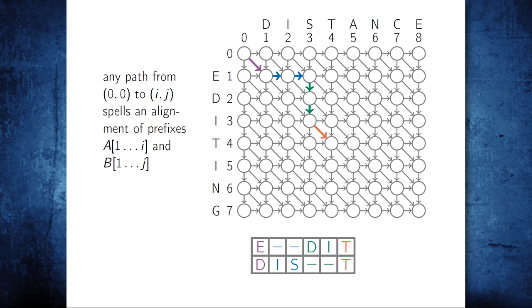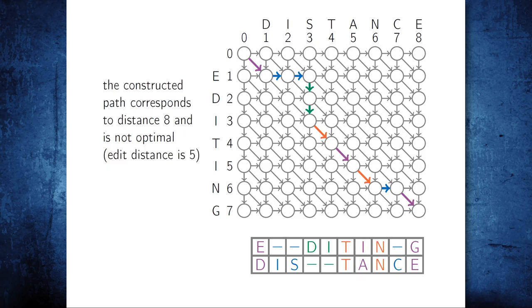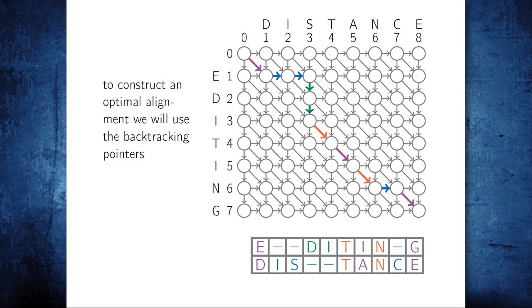Then we will use, once again, a diagonal edge. In this case, it is a match. And we'll continue by constructing the end of the alignment of the two strings. Please note that the constructed path corresponds to distance 8 and is not an optimal alignment, because we know that our optimal edit distance is 5.